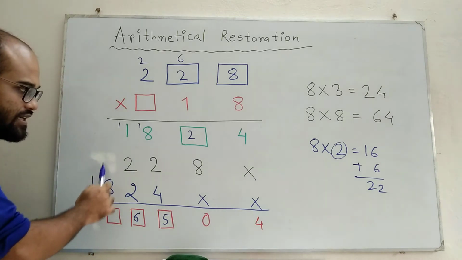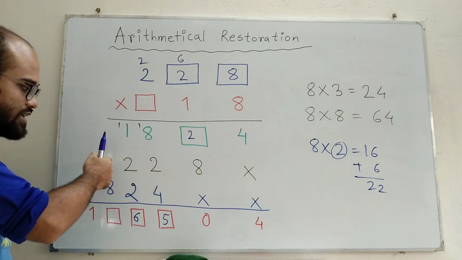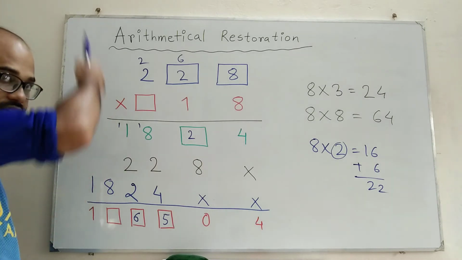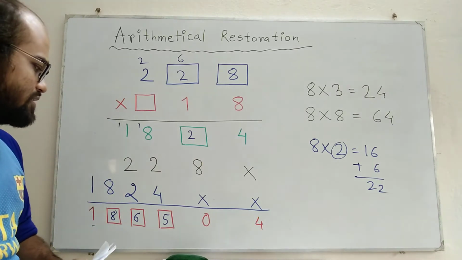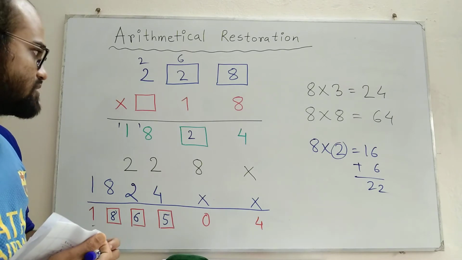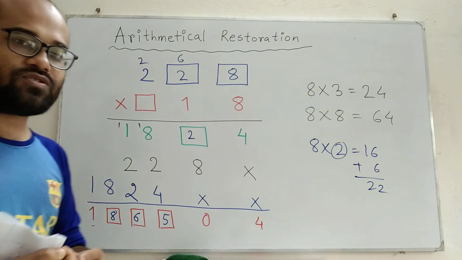Now above 8 there is no number, so I can safely assume that there is a 0 in this column. So 8 plus 0 gives me 8. And there is already 1 in the last space. So as you can see, my puzzle has been solved.